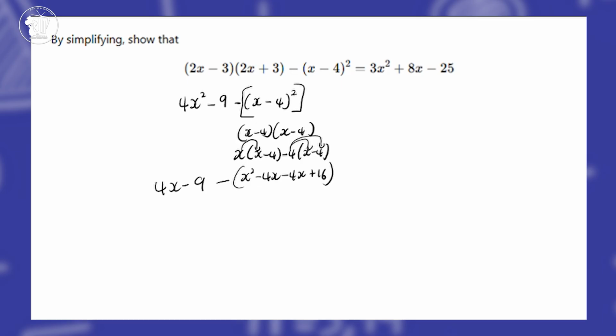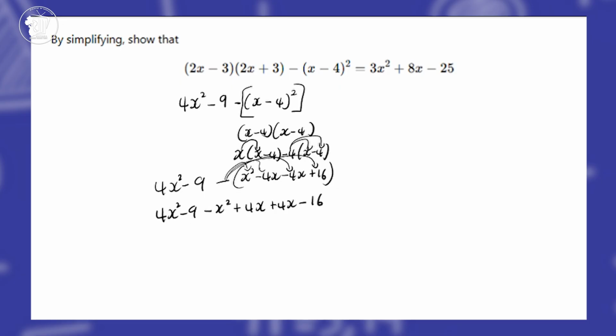We have this subtraction sign directly outside the bracket, so we cannot remove this bracket just as it is. We must distribute this negative sign throughout. So this will be 4x² - 9. And we distribute this negative sign. This will become -x², and this will become plus 4x. Distributed throughout here, this will become plus 4x, and distributed throughout here, this will become -16.